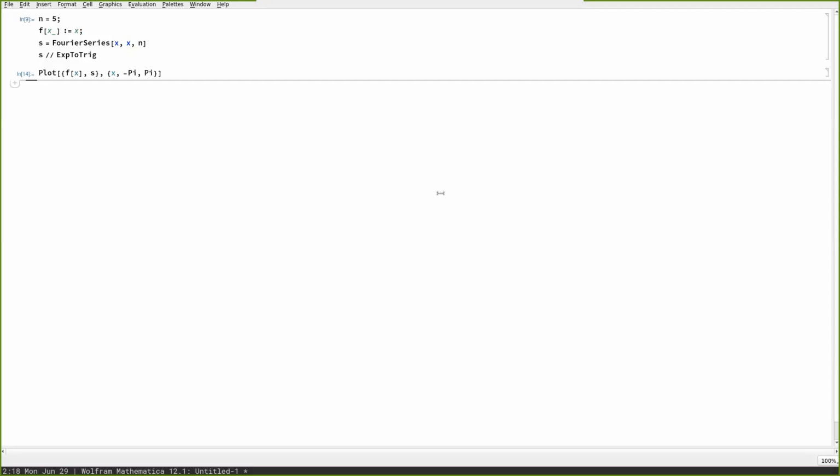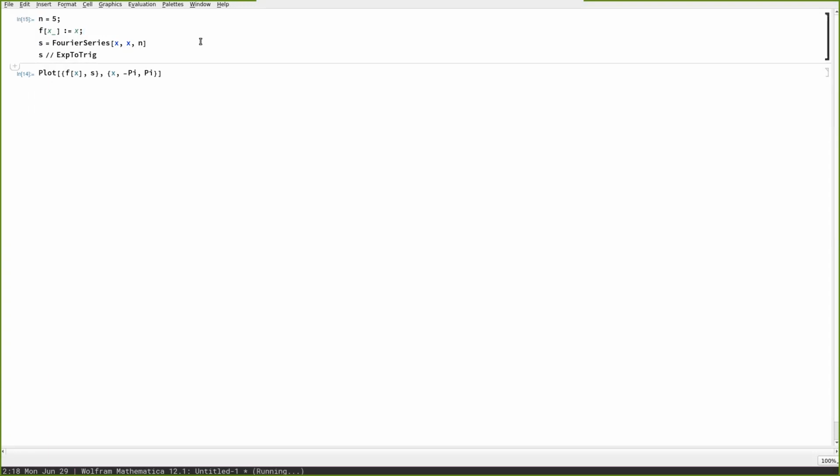So this software has nice visualization tools to really understand what's happening when you find a Fourier series. So I'd like to do some examples to see what's going on. Here I'm taking n equals 5, which means I'm going to find the first 5 terms in the infinite Fourier series. I'm going to find the terms for the function f of x equals x.